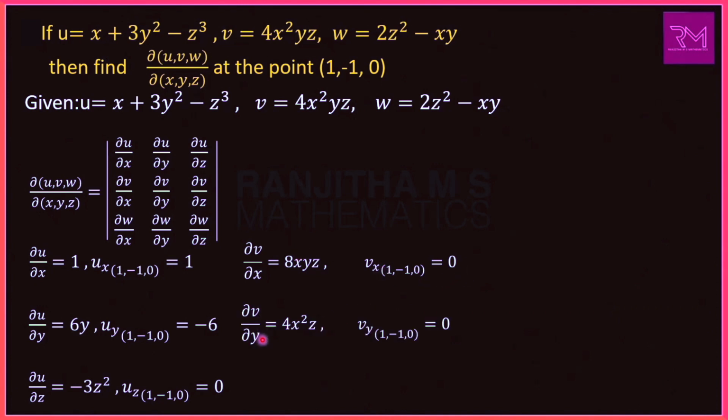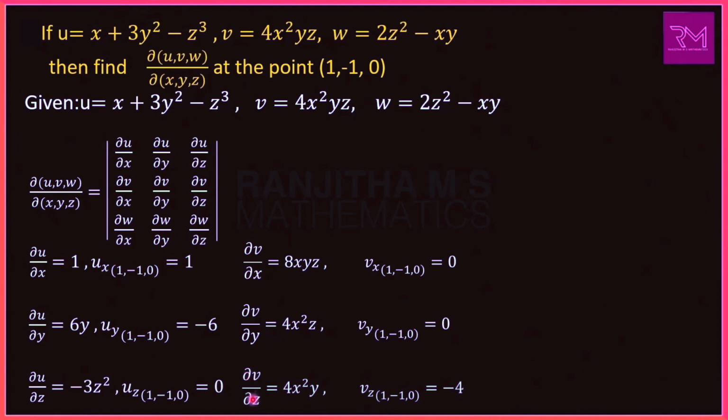Similarly, del v by del y value as, here we have to treat 4x square z as constant and differentiation of y is 1. Hence we get del v by del y value as 4x square z. After substituting x value as 1 and z value as 0, we get vy value as 0 itself.